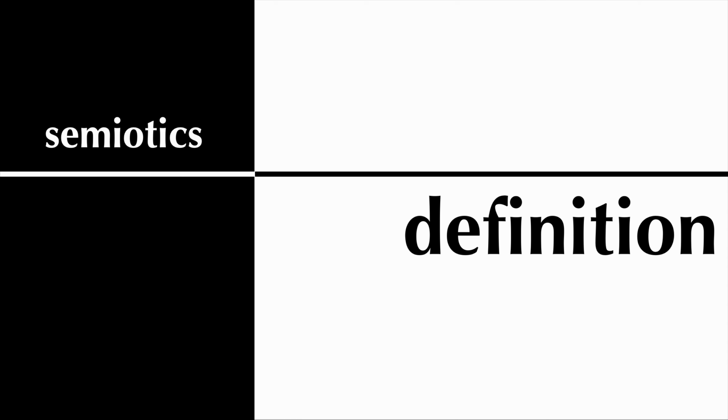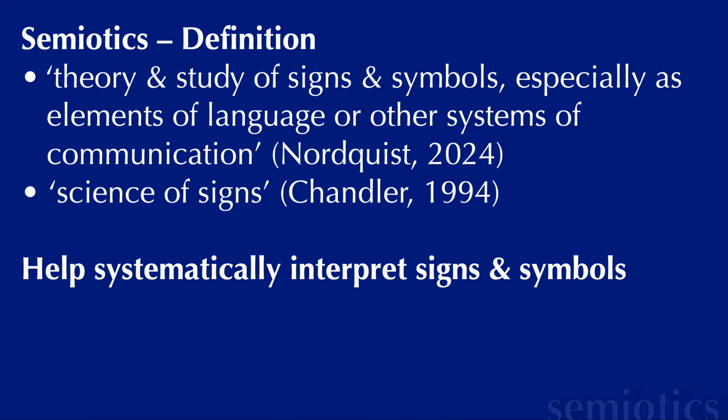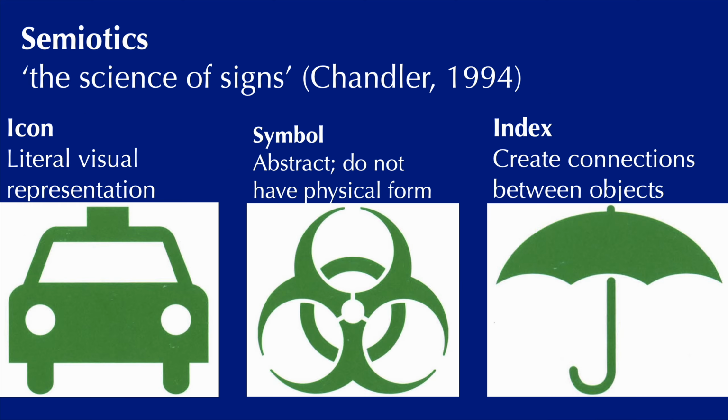Semiotics, let me start with a definition just to give you some context. Semiotics is a theory and study of signs and symbols, especially as elements of language or other systems of communication. It's a science of signs. The whole field helps to systematically interpret signs and symbols.